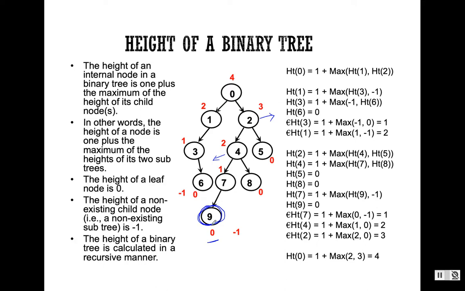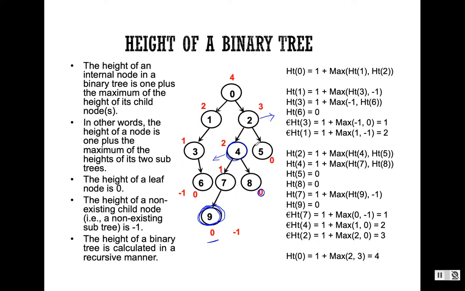So for example, if a leaf node has height 0, node 7 is going to have height 1. And node 8 is a leaf node, so it will have height 0. Now to calculate the height of node 4, we have to know the height of node 7 and 8. Okay, and we are going to add 1 to the maximum value. So node 7 has the maximum height 1, so node 4 is going to have the height 1 plus 1, 2.